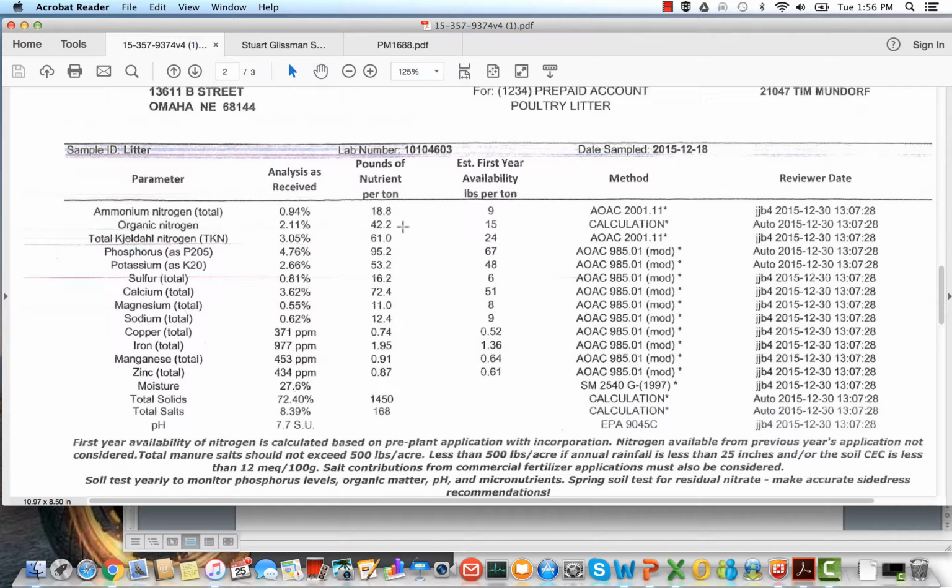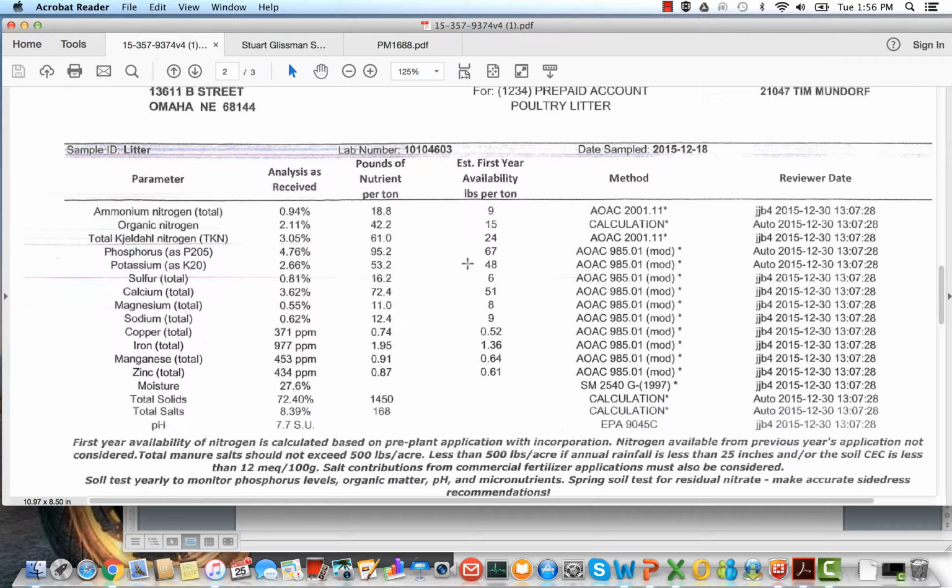And then we've got our organic portion. Normally we give about a 35% credit of the organic nitrogen we assume will mineralize that first year. So we see that here with 15 pounds of estimated first year available organic nitrogen, and then our total, basically adding the two together. So assuming we incorporated it within a few days of application, we could take credit for 24 pounds of nitrogen here with this poultry manure. The phosphorus, we've got 67 pounds of first year available as P2O5, so same as fertilizer rated.